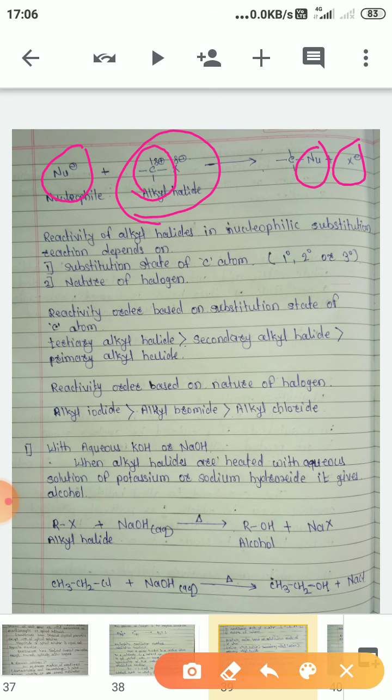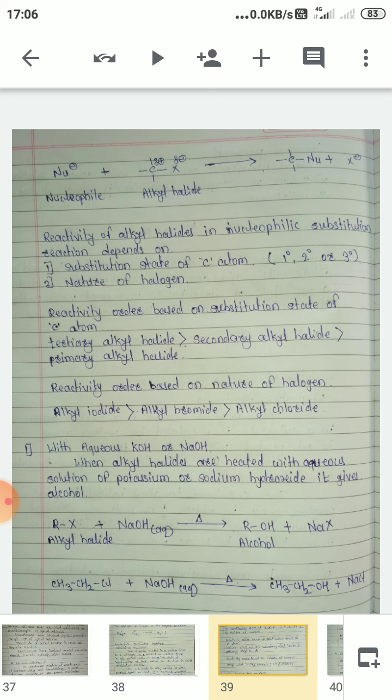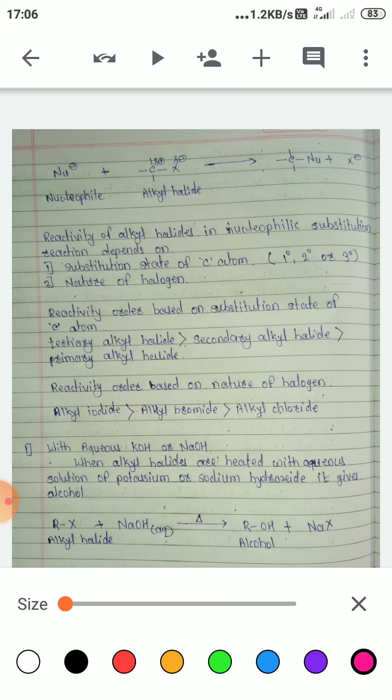Now the reactivity of alkyl halides depends on two factors. Which two factors? First is the substitution state of the carbon atom. What is meant by the substitution state of the carbon atom? And the second is the nature of the halogen atom. First we are going to see the substitution state of the carbon atom.